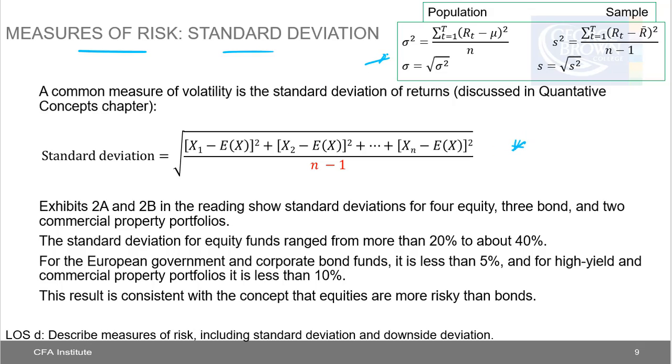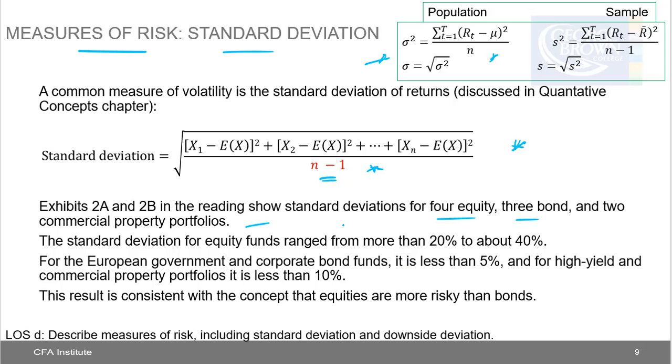We've covered it in the quant. That's different nomenclatures. You can see standard deviation is the square root of variance, and variance is the sum of return minus expected return squared, divided by n for a population, or n minus 1 for a sample. I know the text is quite often using n, but actually if we're looking at this example in the textbook, where examples 1A and 1B look at these portfolios, 4 equity, 3 bond, and 2 commercial property portfolios.